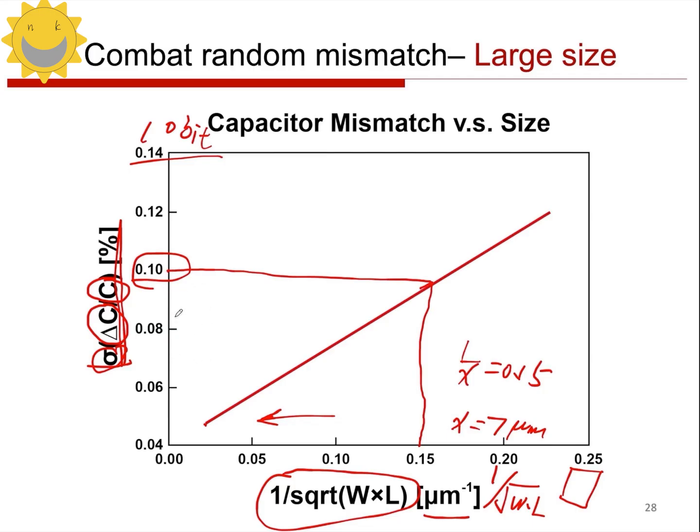If I want to achieve even higher accuracy, you can see that the side length is gradually increasing, right? For example, if I want to reach about 0.06% accuracy, then I would need a capacitor with a side length of about 20 micrometers. Then its area becomes larger, and obviously its capacitance value also becomes larger, so it consumes more power. This is what we just emphasized: to achieve better matching, you use a larger device area. The trade-off here is that your power consumption will increase. So this is how we address the random mismatch issue.